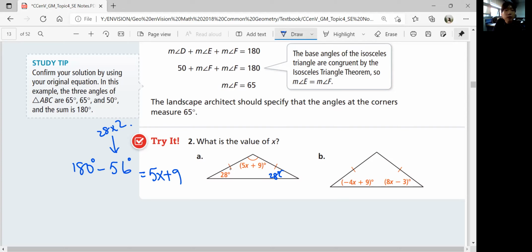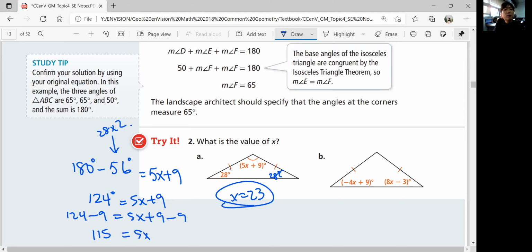Okay. And so if you solve for x, what do you get? Okay, you get 124 degrees here, 5x plus 9, and then subtract 9 on both sides. Okay, and then you only have 5x on this side, and you have 115. 115 divided by 5 is 23, right? So x is 23.